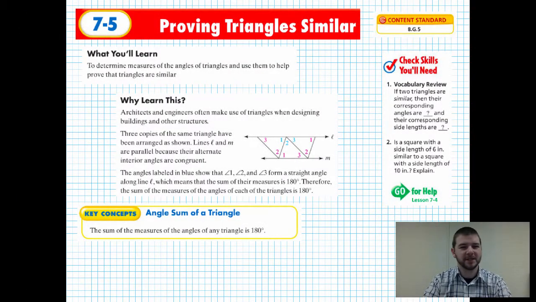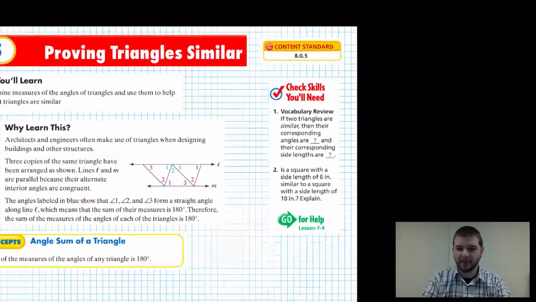Here we go, moving into section 7-5, entitled Proving Triangles Similar. So we've discussed some ideas of congruence and similarity between polygons. And now we're going to move on to proving, at least in this case, that triangles are similar using some properties that we've learned, including some things about parallel lines. So let's begin with the check skills you'll need.